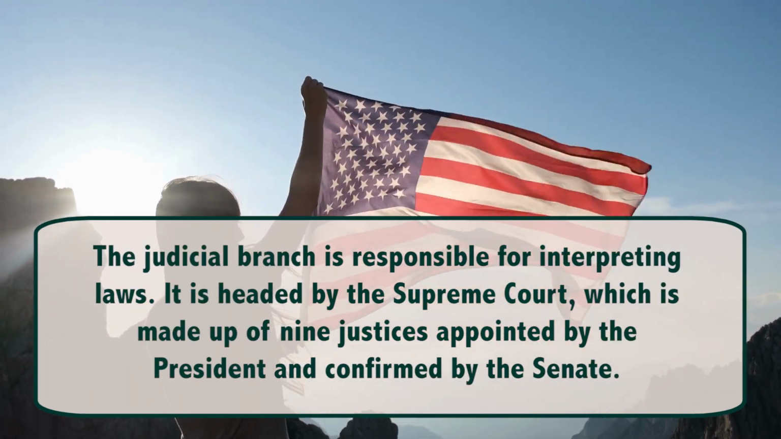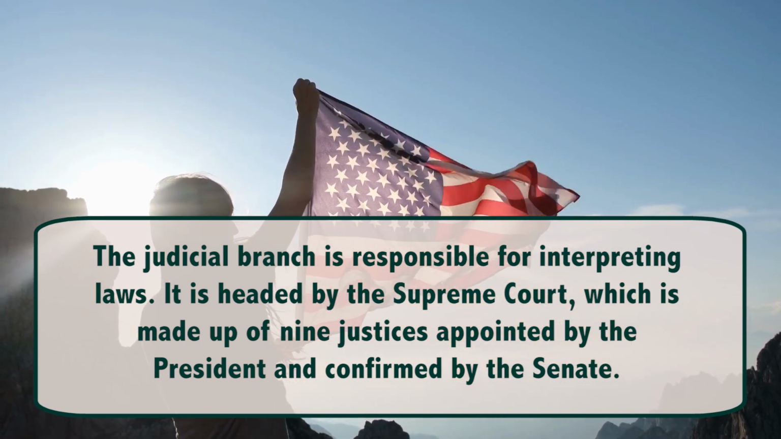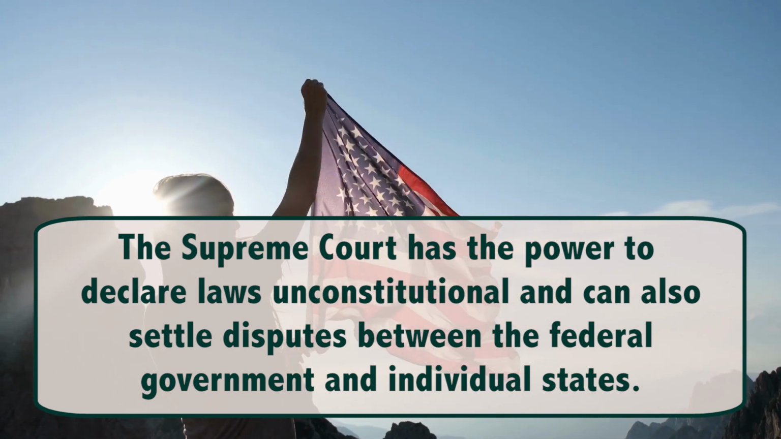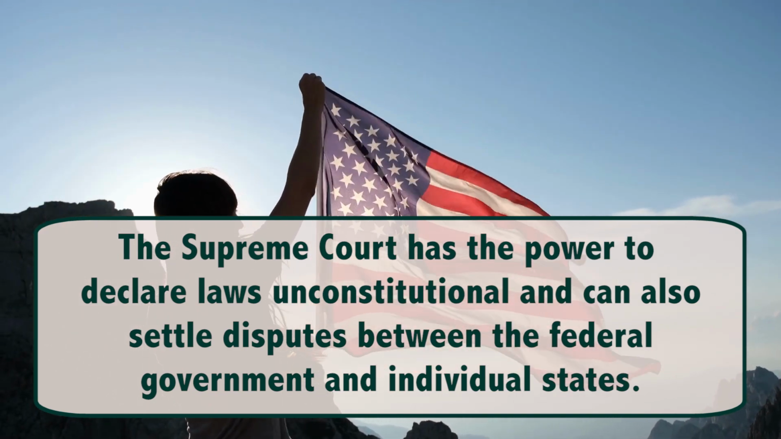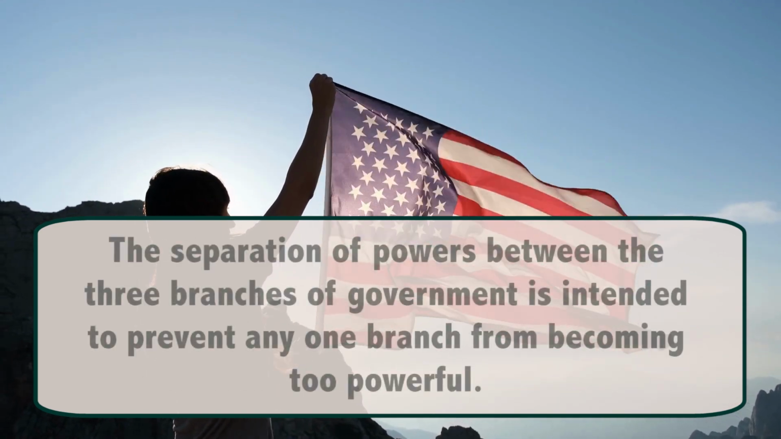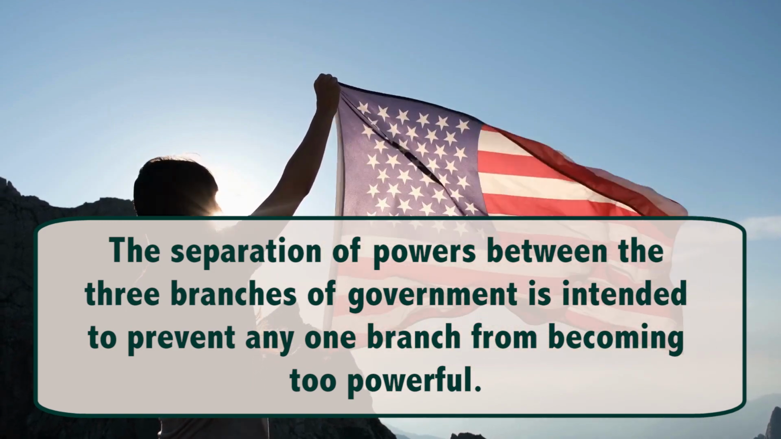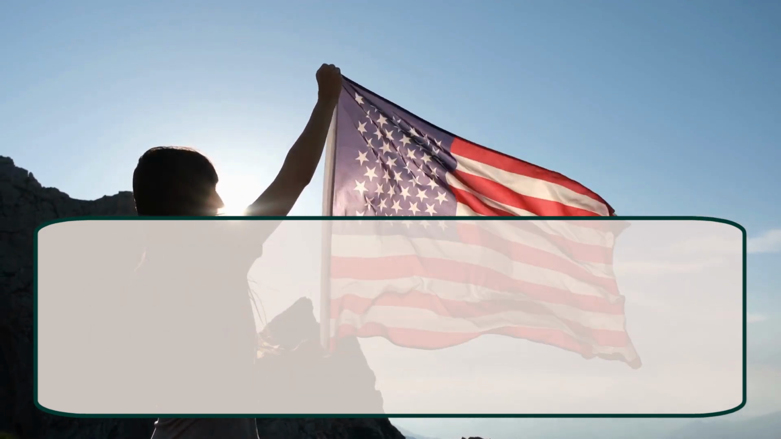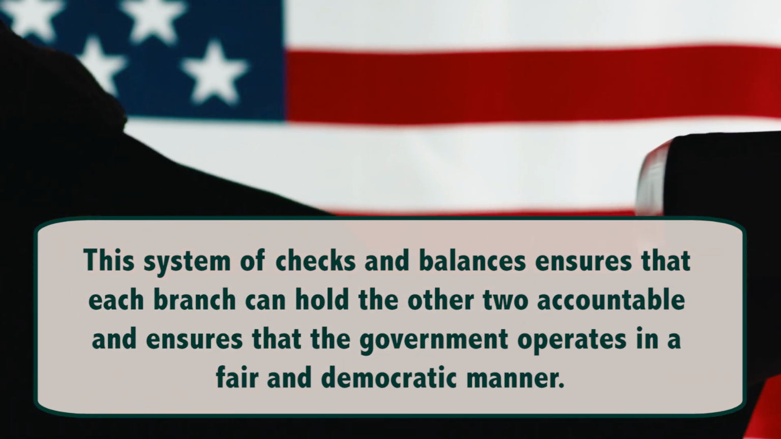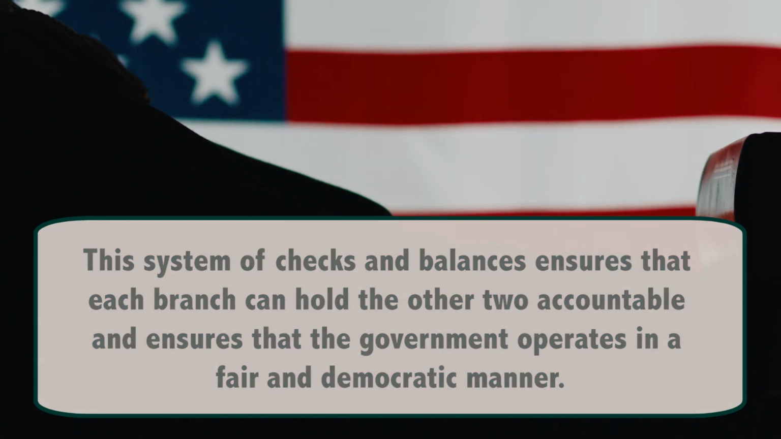It is headed by the Supreme Court, which is made up of 9 justices appointed by the President and confirmed by the Senate. The Supreme Court has the power to declare laws unconstitutional and can also settle disputes between the federal government and individual states. The separation of powers between the 3 branches of government is intended to prevent any one branch from becoming too powerful. This system of checks and balances ensures that each branch can hold the other 2 accountable and ensures that the government operates in a fair and democratic manner.